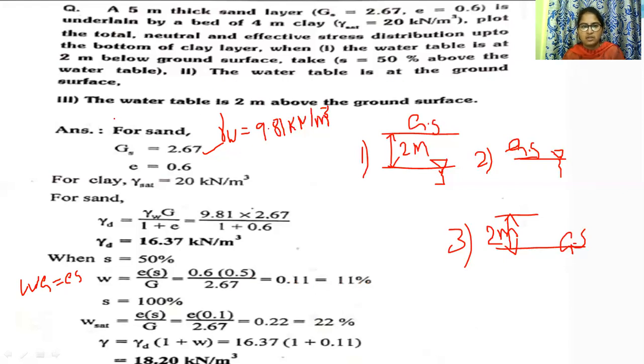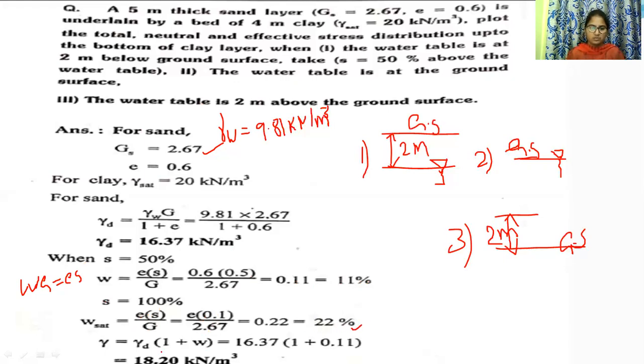When water is at the ground surface, that is 100% saturation. So the water content w sat is equal to e S by G, where S is equal to 100 by 100, 0.6 by 2.67, which is equal to 0.22. That is equal to 22%.